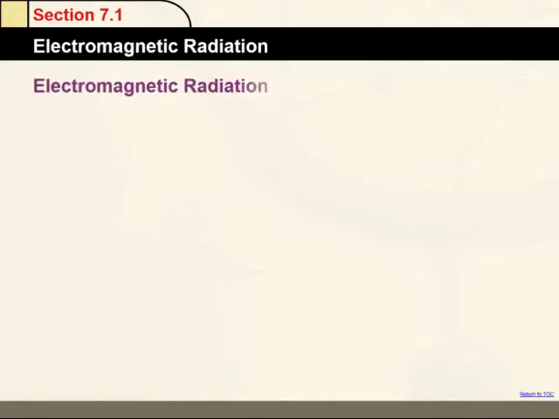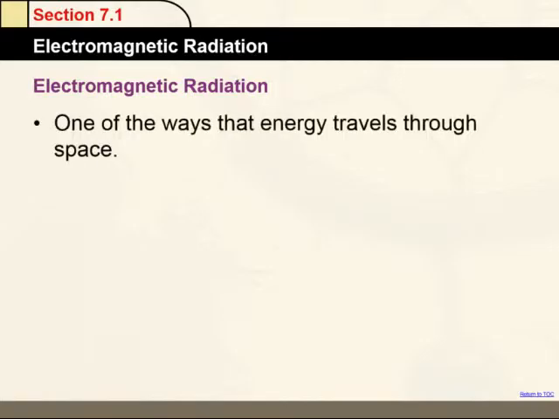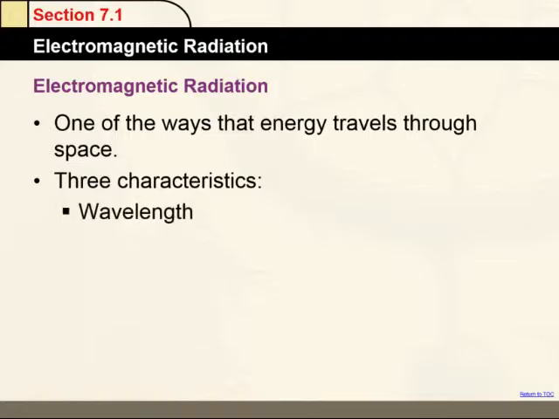So let's move on. Electromagnetic radiation. This is one of the ways that energy travels through space. Not the only way, but it's one of the ways. Electromagnetic radiation has three characteristics. It has wavelength, it has frequency, and it has speed.